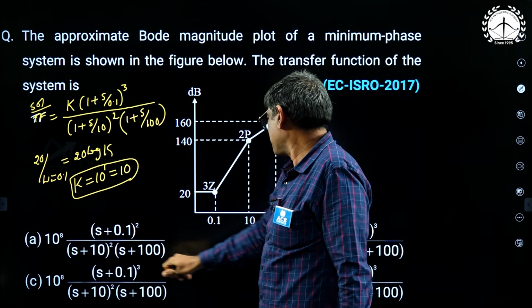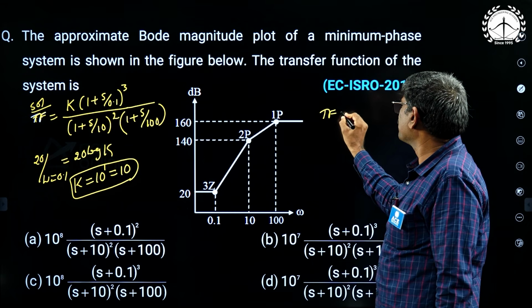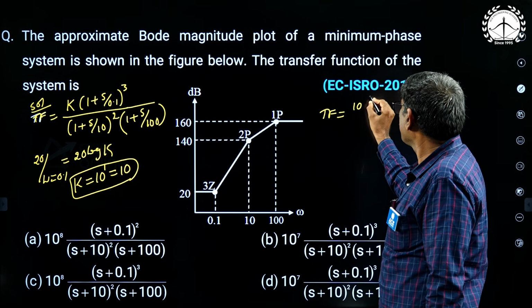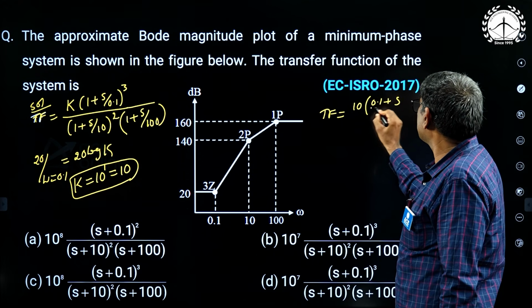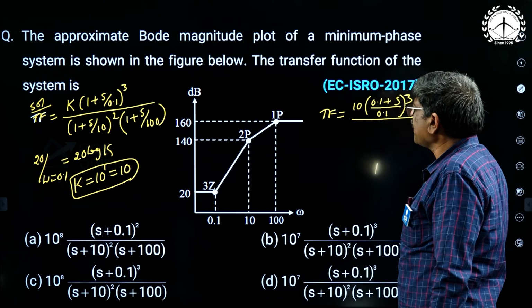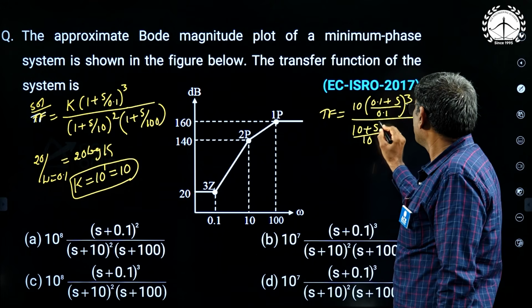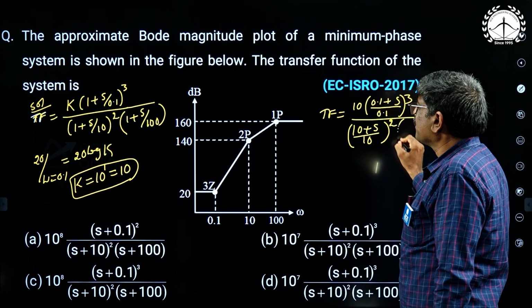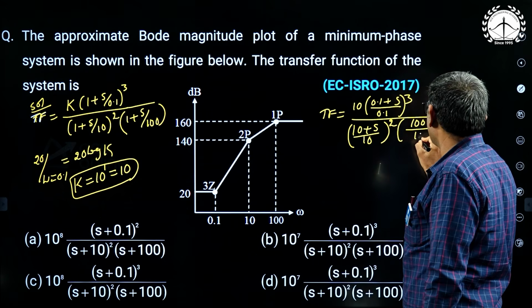But this is in time constant form, while the options are given in pole zero form. So adjust it to pole zero form. What should I write? 10 into, you take the LCM: 0.1 plus s divided by 0.1 whole cube, divided by 10 plus s by 10 whole square, into 100 plus s divided by 100.